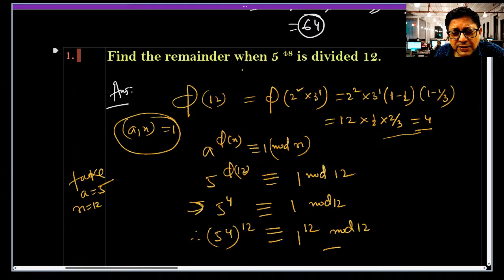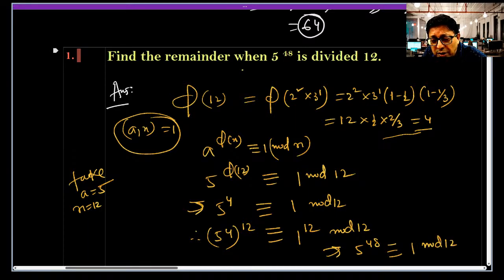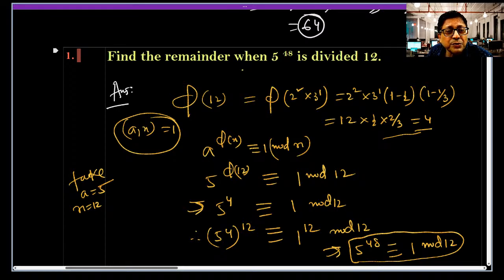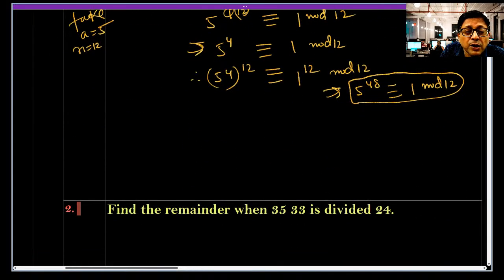Am I correct? So how easily it's coming. 5 to the power 48 is congruent with 1 mod 12. Obviously you can do it by using congruency only, but I wanted to show you the beauty of Euler's theorem. This is a very simple problem which you could have done by using plain, simple congruency concept. But there are sums where you cannot use common congruencies. Okay, go for the next one.